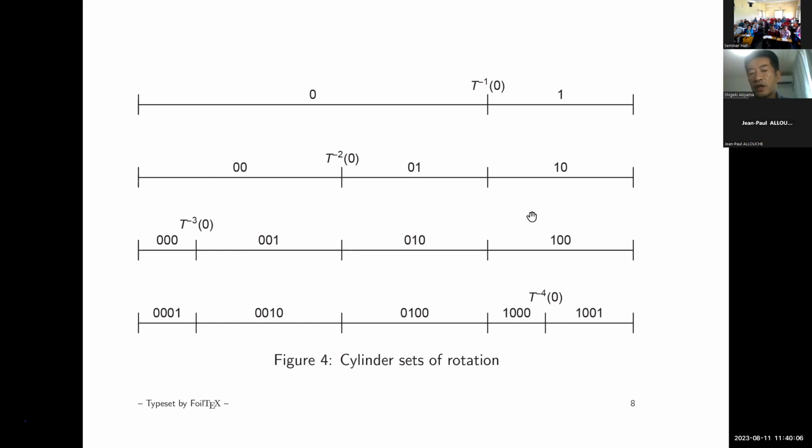And if you start with 1, then the next second you go to the 0 interval, because in this picture the interval 0 is larger.